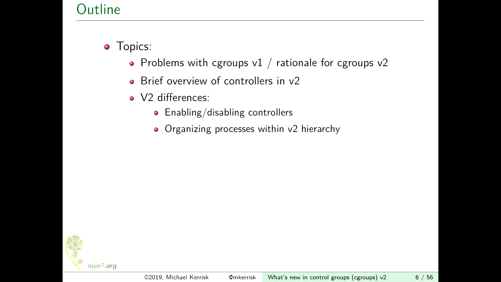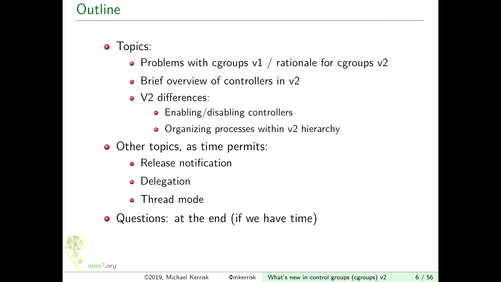A little bit of a discussion of the controllers that are available in version 2 versus version 1, and then some details on the difference of how version 2 operates compared to version 1. And then if we've got some time, some additional topics I will try to get through: further differences in Cgroups version 2, which are release notification, delegation, and thread mode. If we've got time at the end, I'll take questions, but I've got a fair bit I want to try and get through.